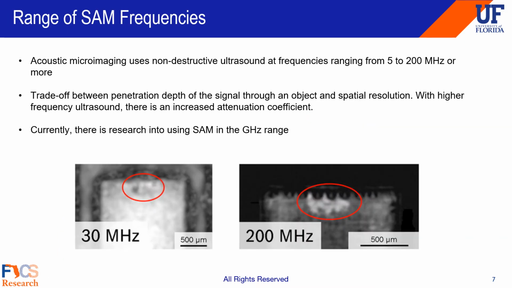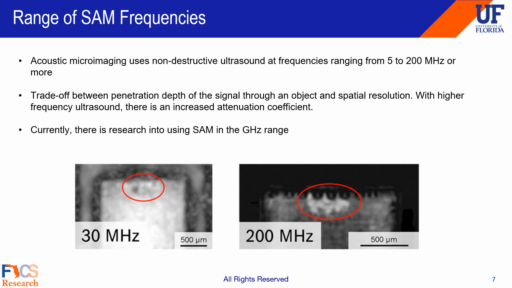We understand the trade-off between frequency and resolution, but what kind of frequency is more often used? For industry non-destructive tests, we are seeing frequency ranges from 5 to 200 MHz, or even up to 300 MHz is not that uncommon. Beyond that, the trade-off between the penetration depth of the signal through the object and spatial resolution has to be taken under deep scrutiny.